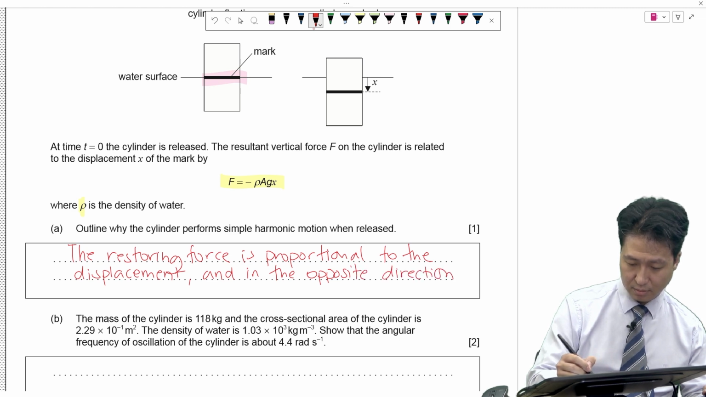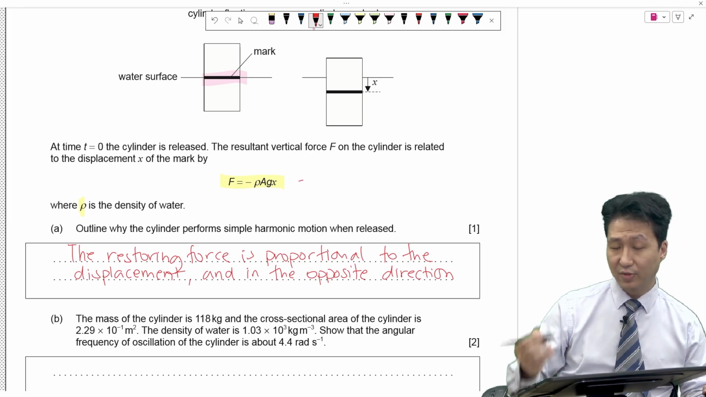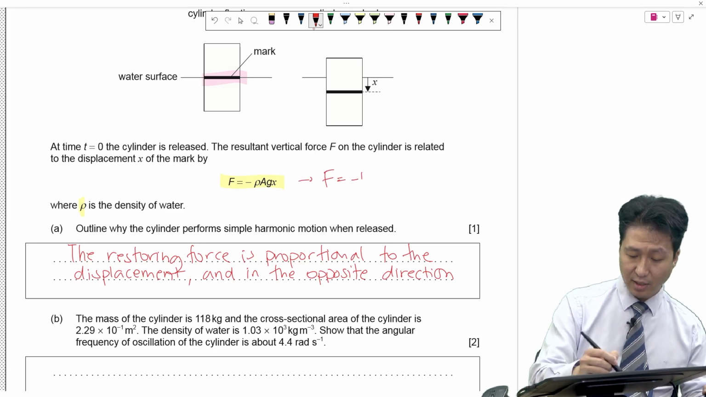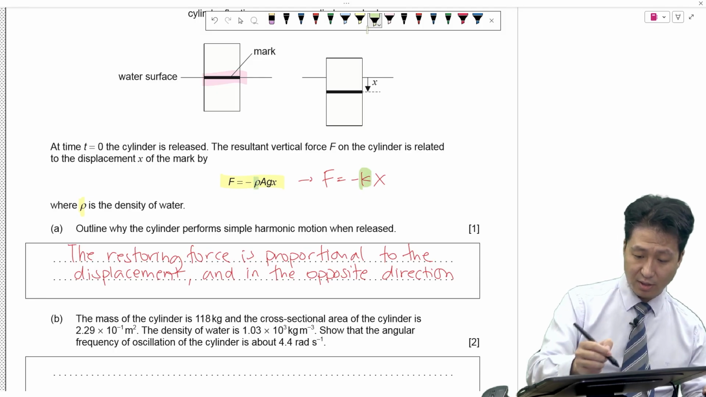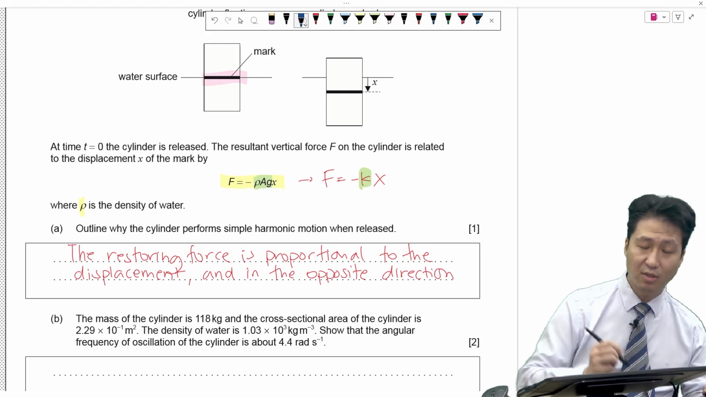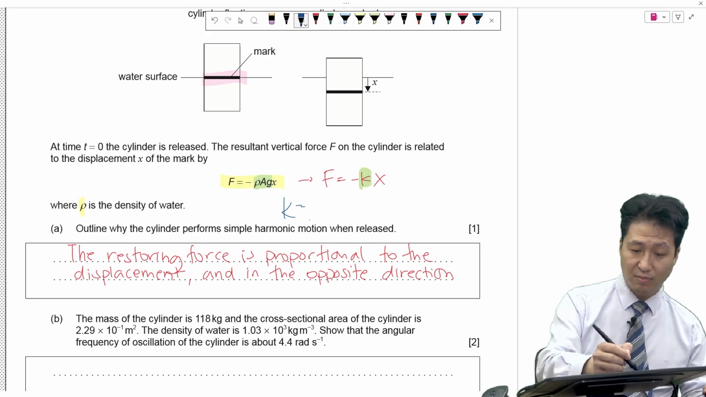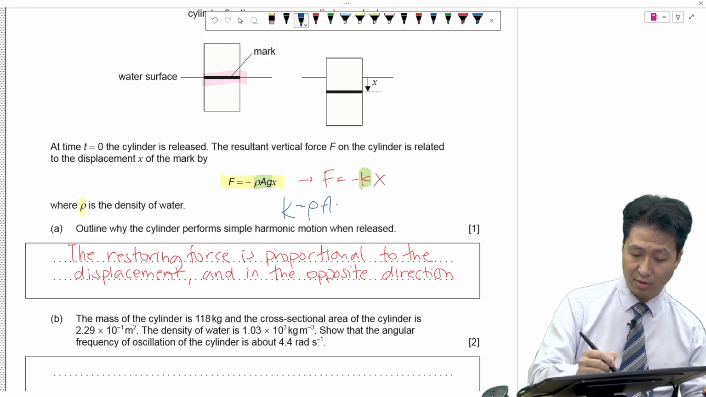How do we know that it's proportional? It's in the form of F equals negative kx, where the k would be density times the area times the gravitational acceleration. So we put k is equal to rho times A times g.